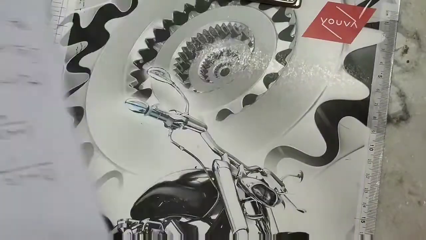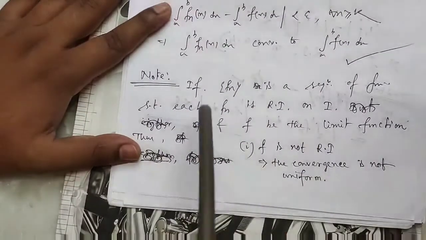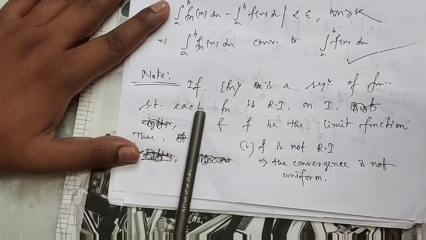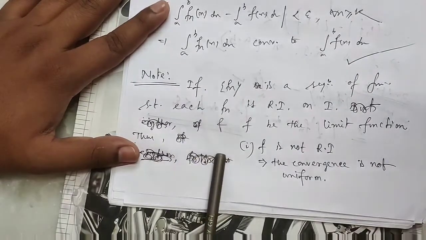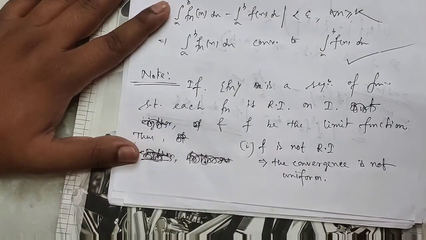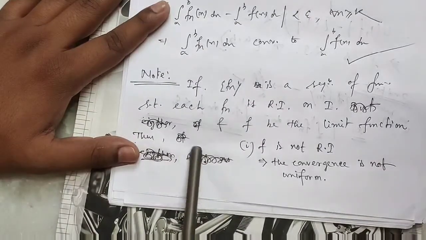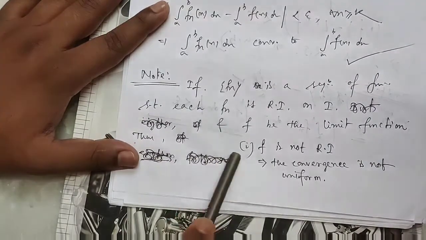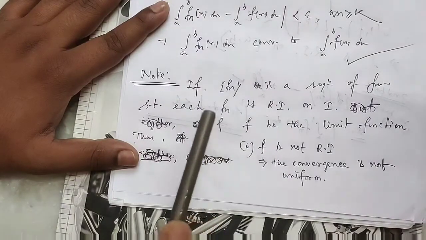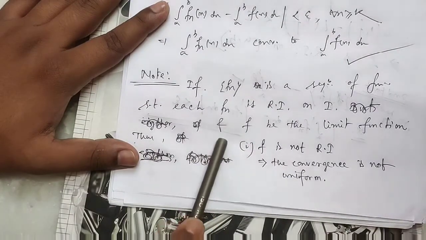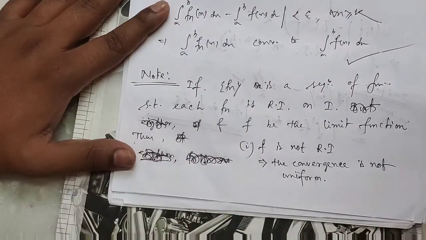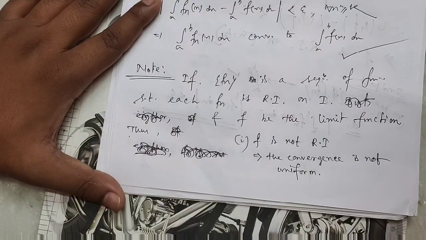Clear? So this note will help us to prove that a sequence of functions is not uniformly convergent. Clear? Okay, that's it.